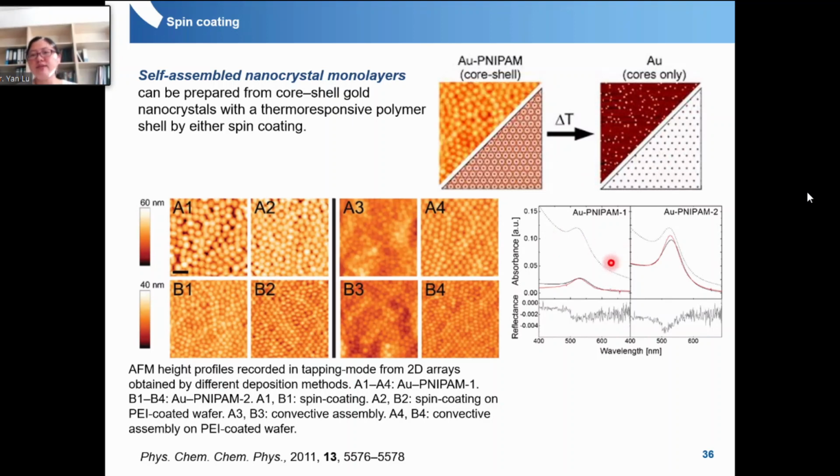And of course, because gold is plasmonic, it has plasmonic absorption, so you can also observe the optical properties of such a film on the substrate. And this is a very good way to form such a thermoresponsive thin film on a substrate.